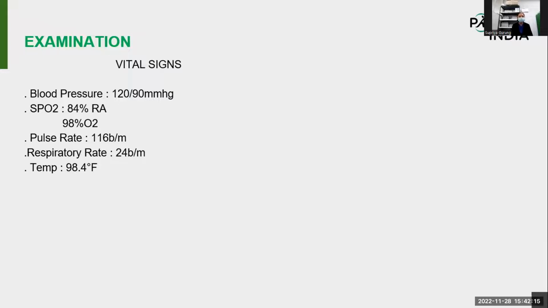Under vital signs, blood pressure was 120 by 90 mm of mercury. SpO2 was 84 on room air and 98 with oxygen. Pulse rate was 116 beats per minute. Respiratory rate was 24 breaths per minute and temperature was 98.4 degrees Fahrenheit.